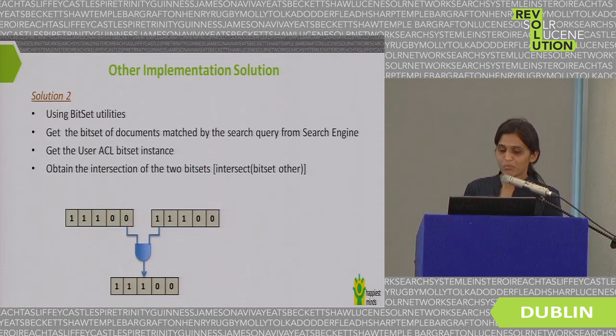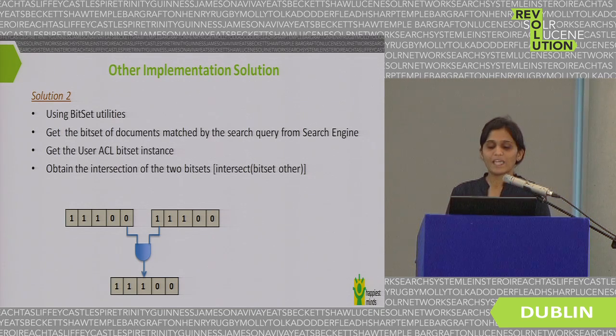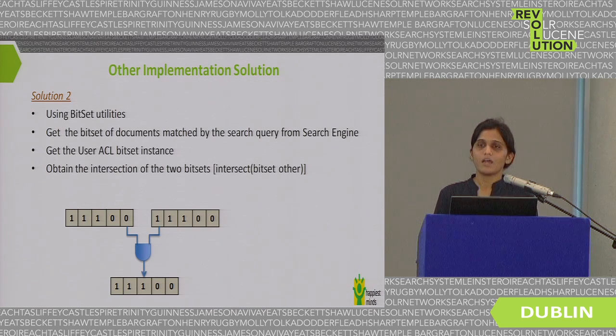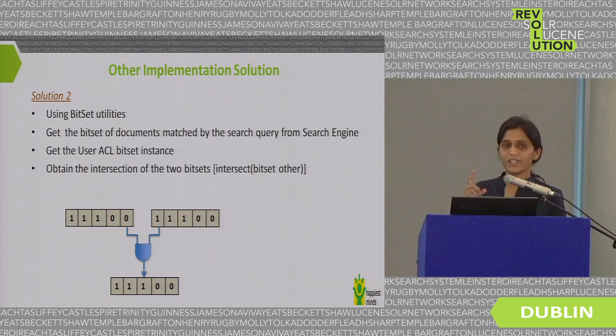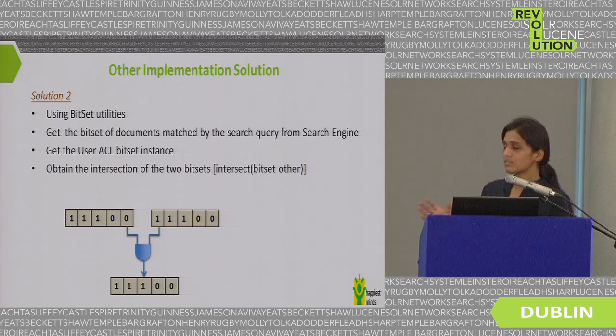And the other implementation is using the bit set utilities. If we can get the bit sets of the documents matched by the search query from the search engine, and we have already developed the bit set based on the access control list, we'll simply do a logical AND operation and then we get the list of documents matched for the current user. So we can put this system in the Solr search engine by having a custom plugin, and then we will have an efficient way of handling it.